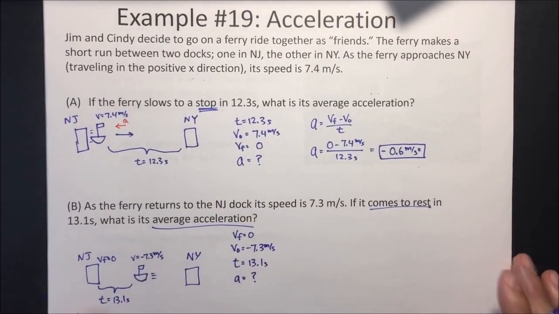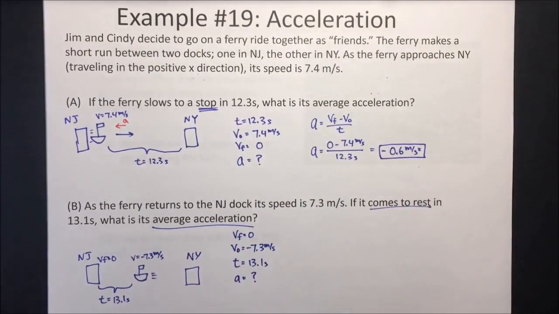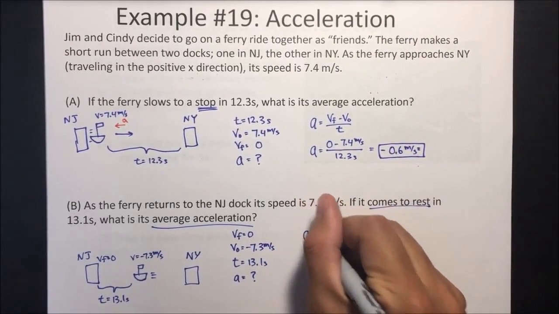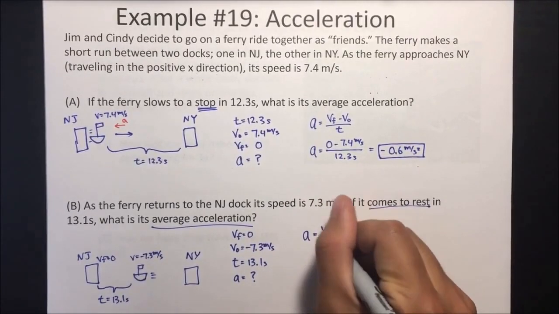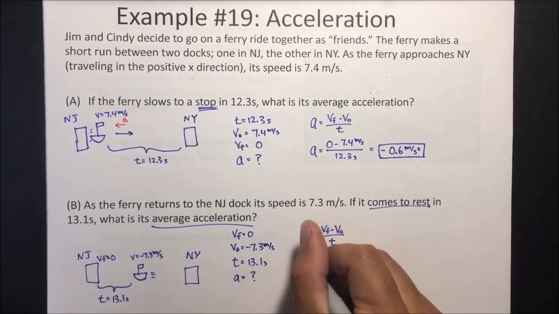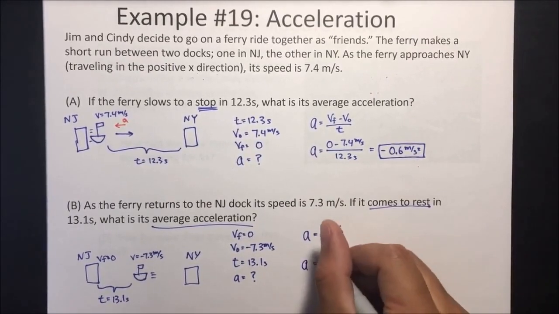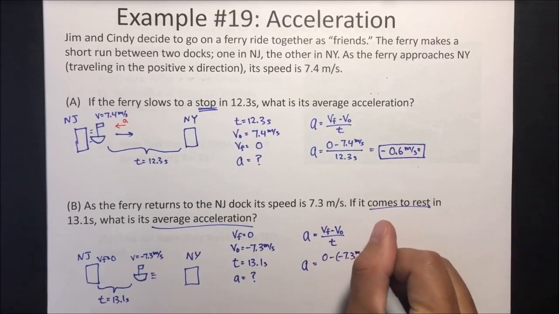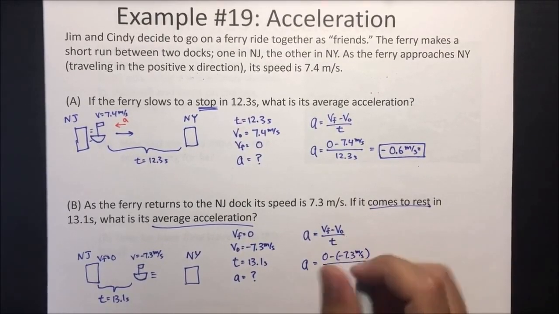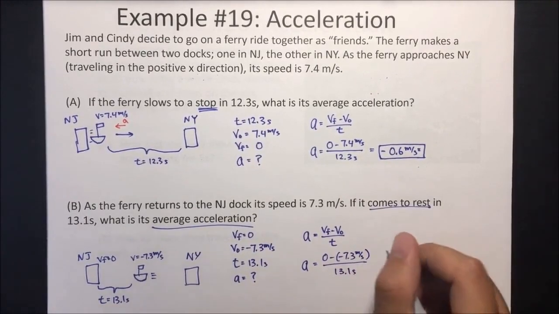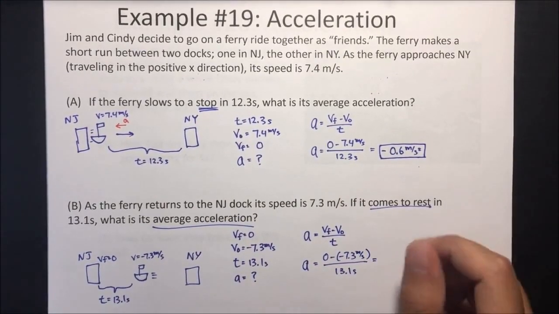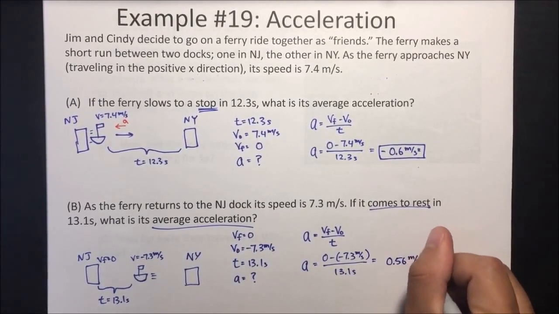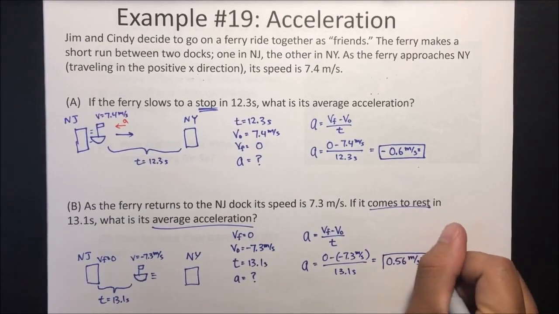We see we have the same variables as before. So what we can do is we can use the same equation. Acceleration is equal to the final velocity minus the initial velocity over time. Acceleration is equal to final velocity, which is 0, minus initial velocity, which is negative 7.3 meters per second, divided by the time, 13.1 seconds. And this gives us an acceleration of 0.56 meters per second squared, and it is positive.